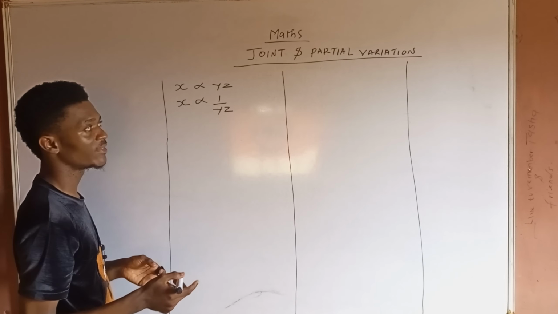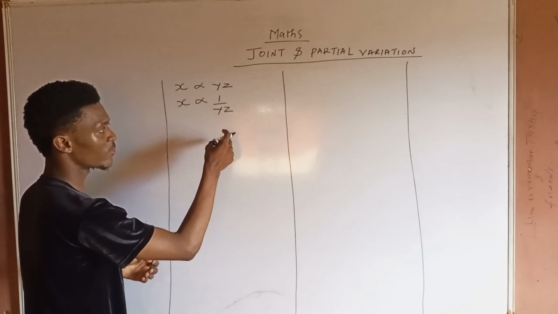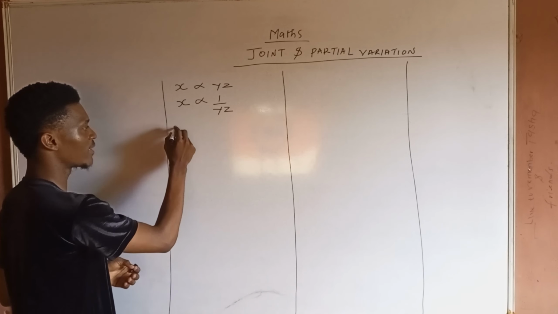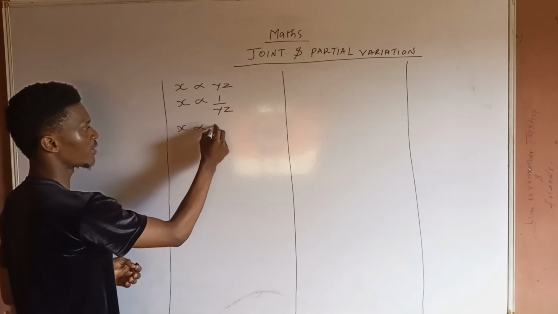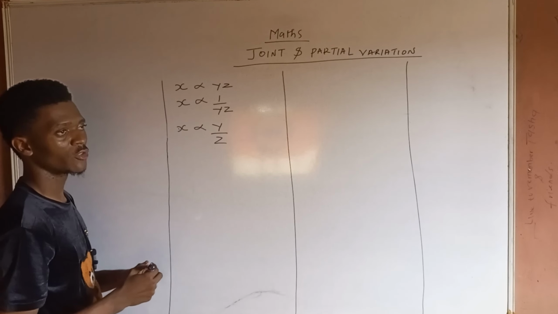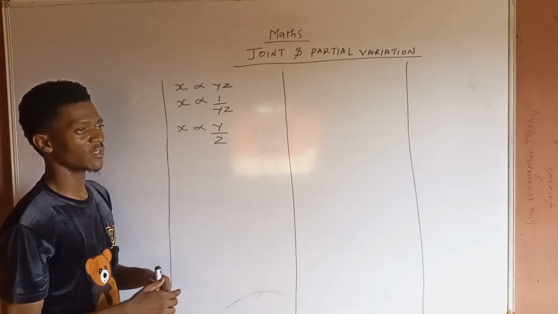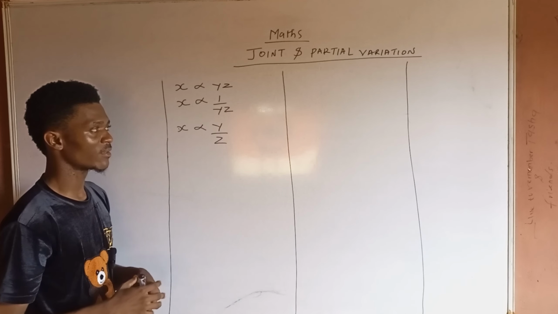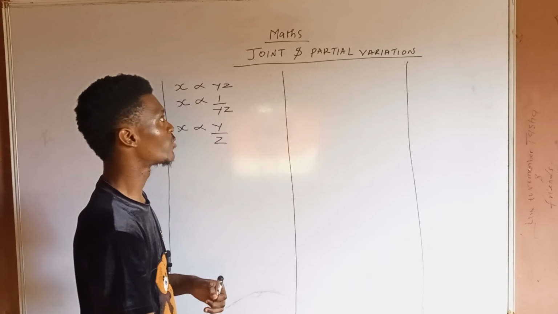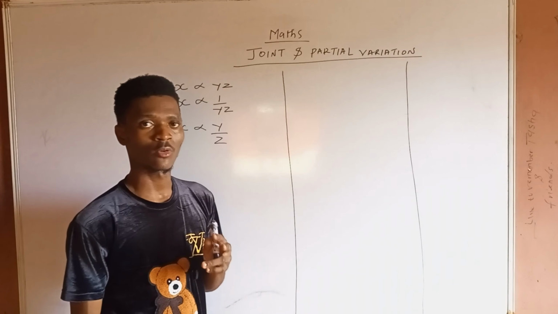Or you could even have that x is directly proportional to one of the quantities, y, and inversely proportional to the other quantity, z. We can represent it as x directly proportional to y and inversely proportional to z. This is also joint variation. So we could have any of these representations to serve as our joint variation. All right. So we are going to see questions to better understand what joint variation entails. So let's look at some questions.